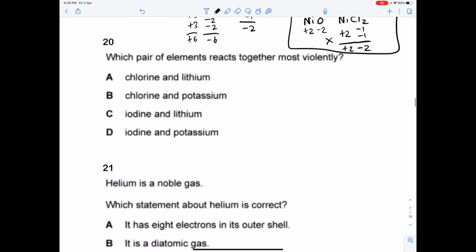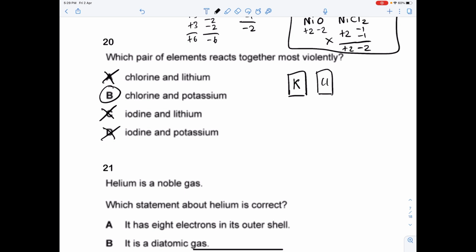Okay, last one for this video. Which pair of elements reacts together most violently? So we're talking the metal at the top of the group. So is it lithium, potassium? Potassium is the metal that's furthest down the group, so it's the most reactive. So we can cross out the 2 lithium ones, and then chlorine versus iodine, which is the most reactive? Well, it's chlorine, so it's not this one. It must be this one.